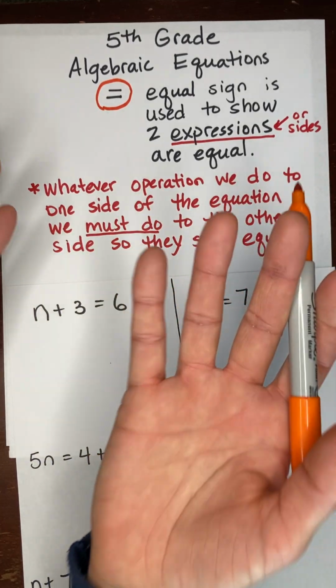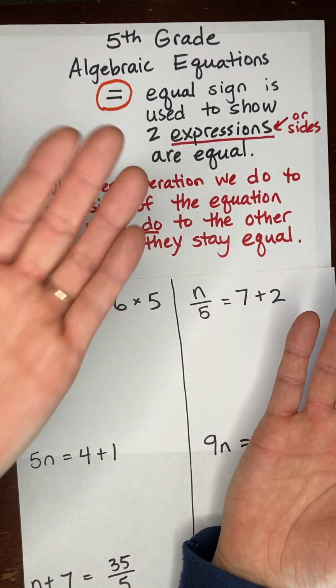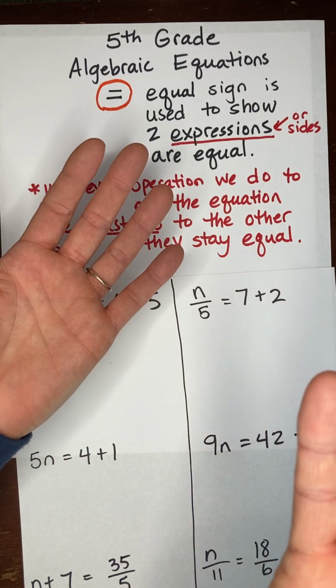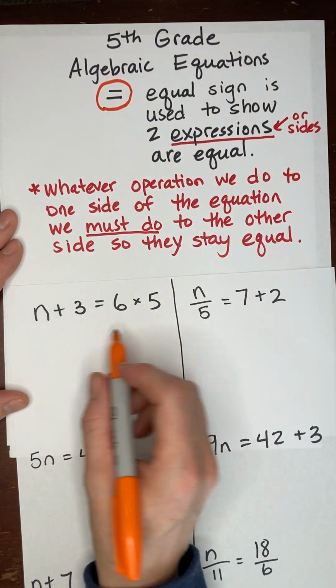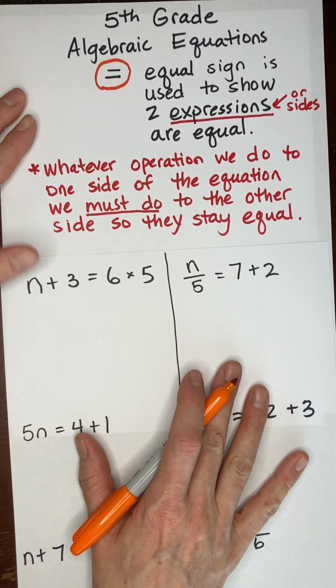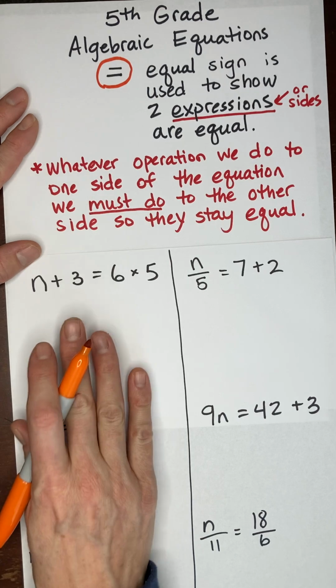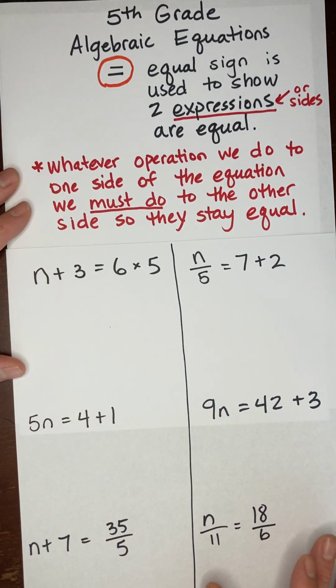If you think about balancing scales, if you add something to one side of the scale and it becomes imbalanced, you have to add the same weight to the other side again to make them balance again, right? So that's exactly what we have here with our expressions or our equations. We have to make sure they stay equal. So let's see what we do.